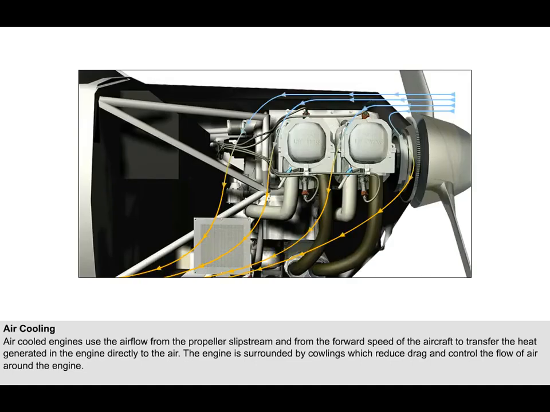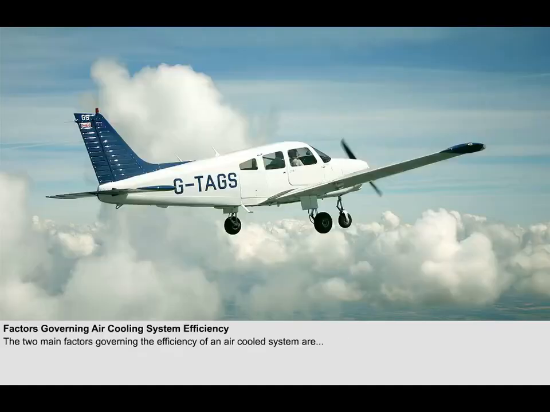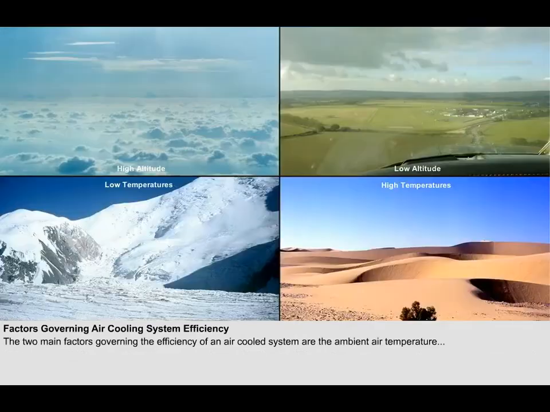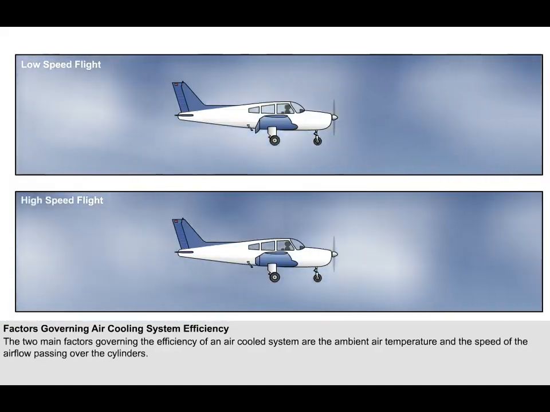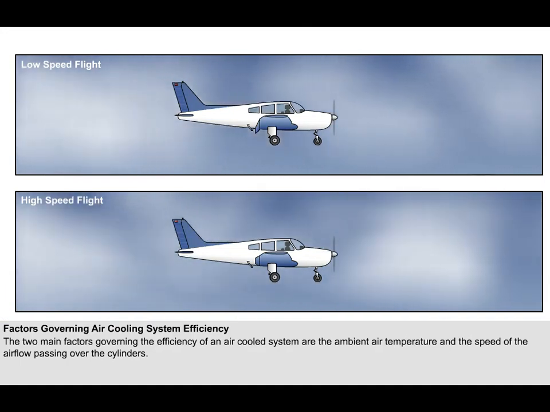The controlled flow ensures that all parts of the engine are equally cooled, and it thus prevents overcooling of the front of the engine. The two main factors governing the efficiency of an air-cooled system are: 1. The ambient air temperature, which can vary widely with changes in climatic conditions and altitude. Dissipation of the heat generated in the engine will be more rapid as the air temperature decreases. And 2. The speed of the airflow passing over the cylinders, which is governed by the slipstream and thus will vary with the speed of the aircraft.